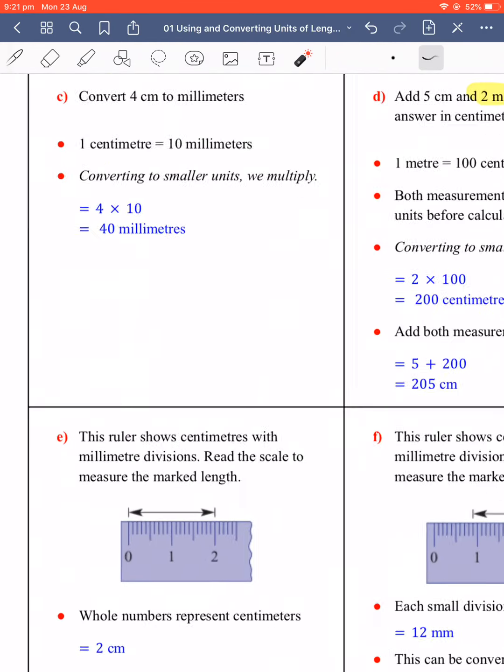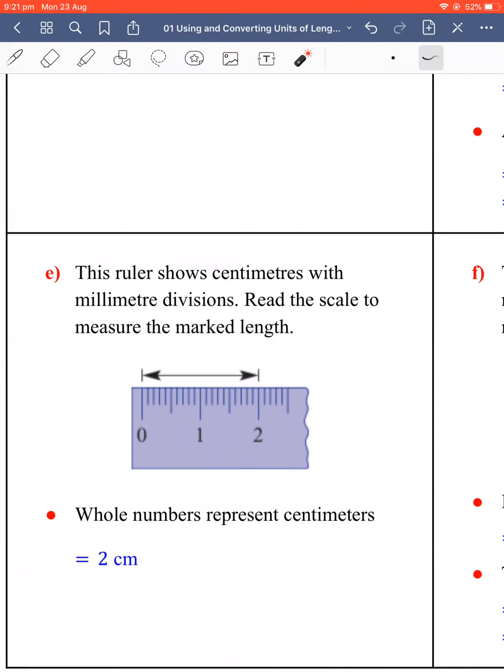Next question, we have a ruler and it shows centimeters. Okay, so these are my centimeters, and each of these little guys are my millimeter divisions. Okay, so keep that one in mind. We have centimeters, which are our big numbers, and we also have our millimeter divisions, which are each of these little lines. Really, really important.